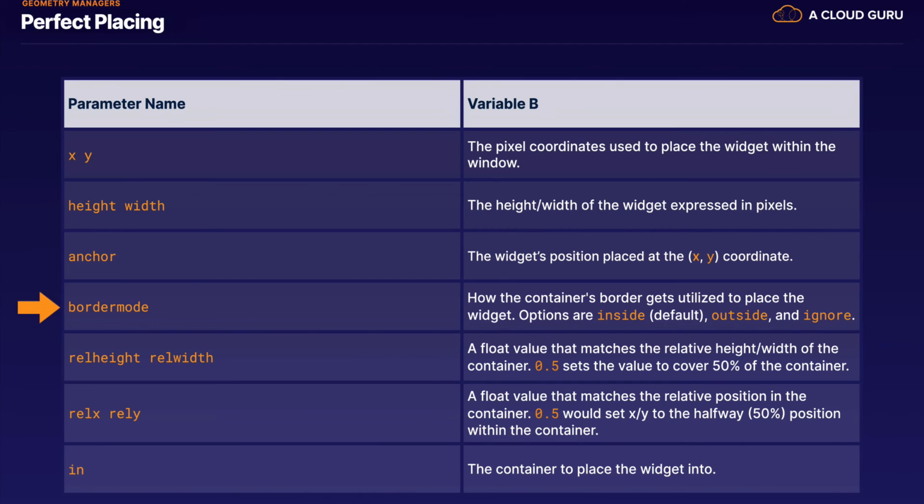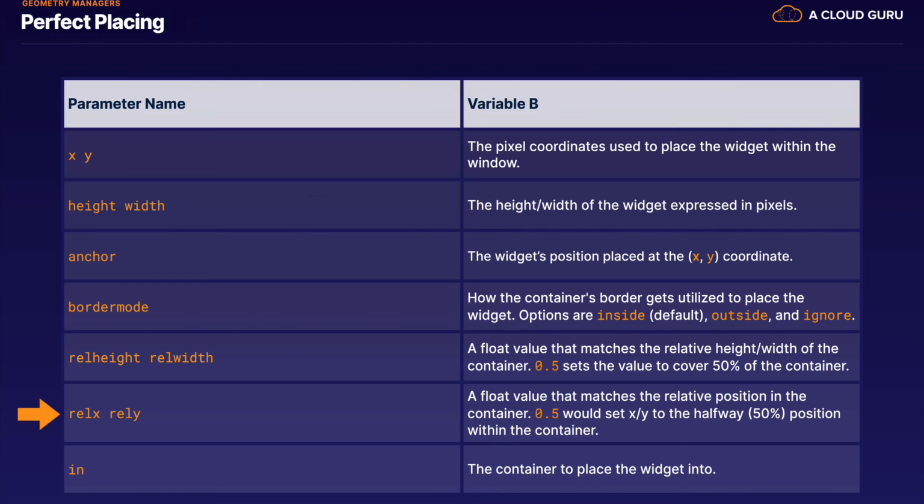You can specify a border mode to say how it should utilize space around the widget. So you can say inside, outside, or ignore are kind of the options there. And we kind of need to see that one in action to really understand exactly what's going on. But the really interesting ones that we're going to run into are going to be rel height and width, which takes a float value from 0 to 1, essentially, that allow you to specify that you want the width or the height to be a ratio relative to the height and width of its container. So if you want something to be half the size of its container, then it's going to have a rel height of 0.5. Rel X and Y work the same way, except for it's going to be positioning it.